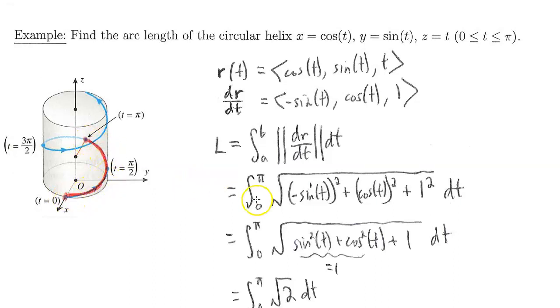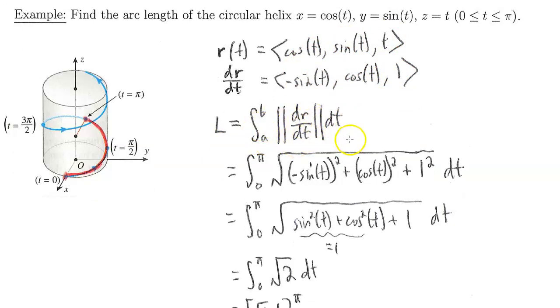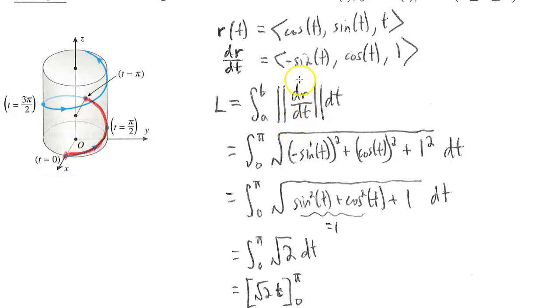Well, let's actually work out the details here. So r of t is cosine t, sine t, t. So dr dt, or r prime of t, is negative sine t, cosine t, 1, right? We just take the derivatives component-wise. And so the arc length from a to b, so this is our formula here, is the integral of the norm of dr dt, dt. But remember, the norm of dr dt is going to be the square root of this thing squared plus this thing squared plus this thing squared. And that's what we've written here. And by the way, we're plugging in 0 and pi for a and b.